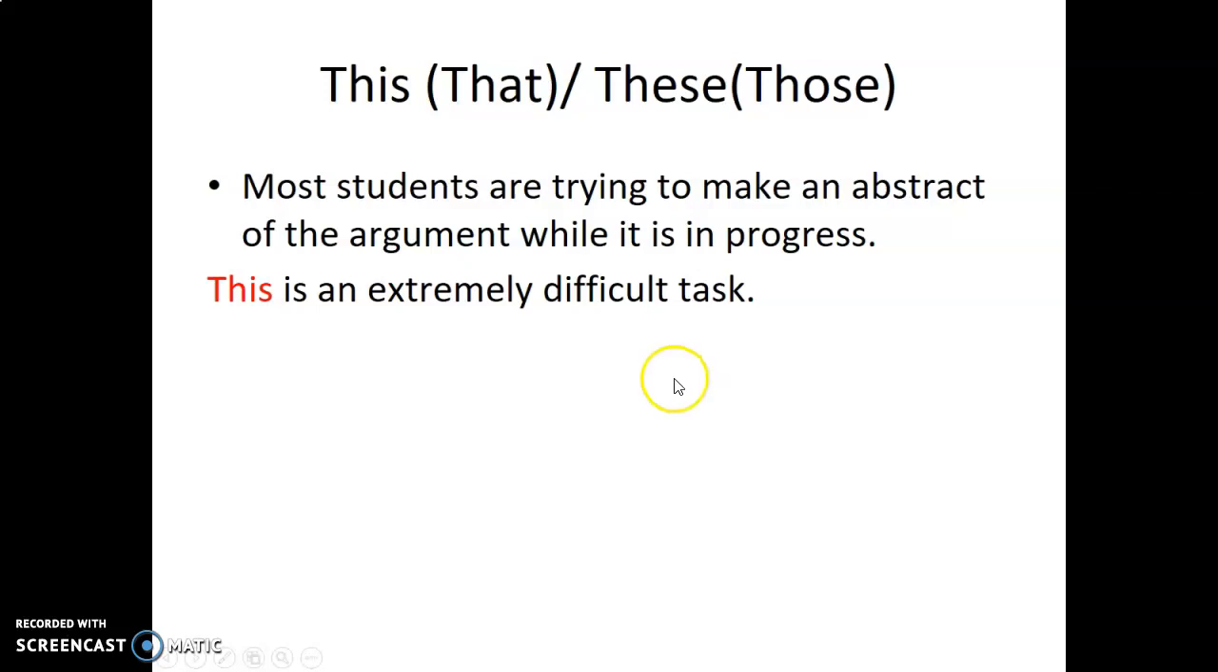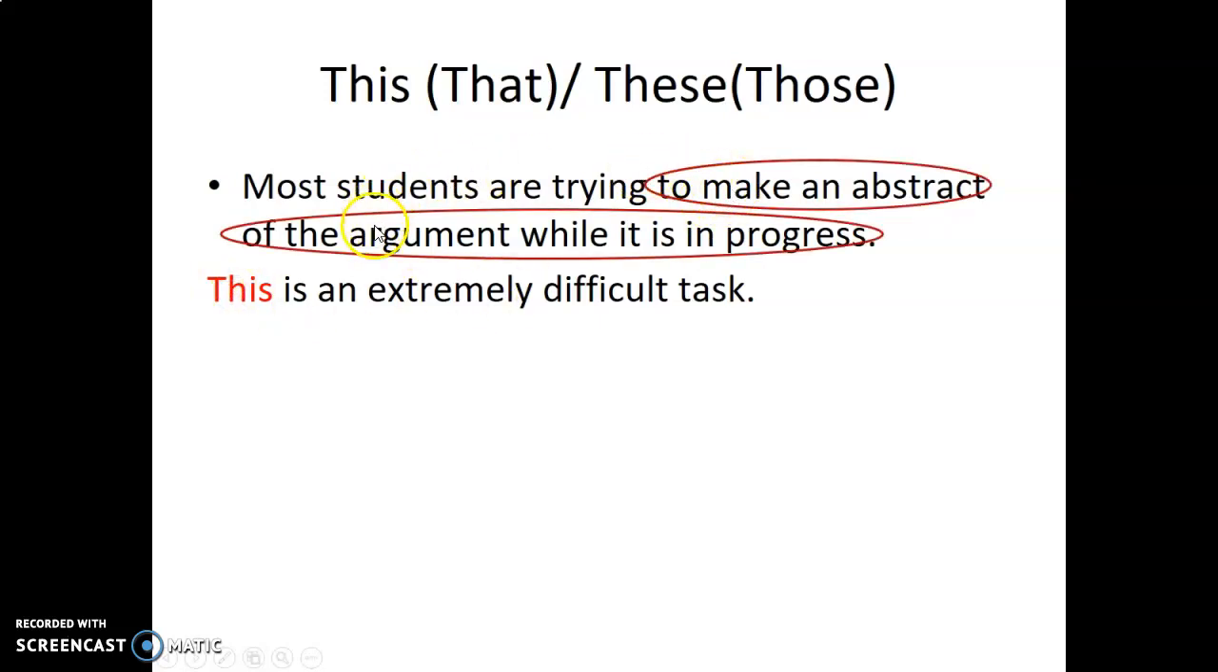Okay. So this and that, these and those. These are also common reference. Most students are trying to make an abstract of the argument while it is in progress. This is an extremely difficult task. So we're looking at a task. What is this task? This. What is a difficult task? This. And what does this refer to? To make an abstract of the argument while it is in progress.